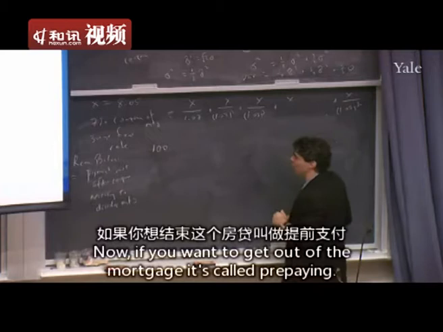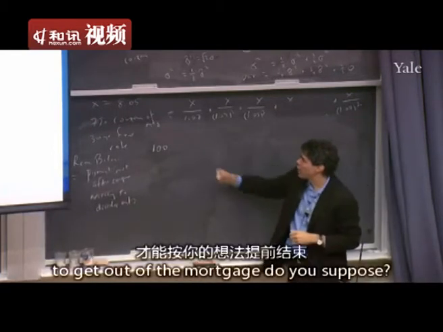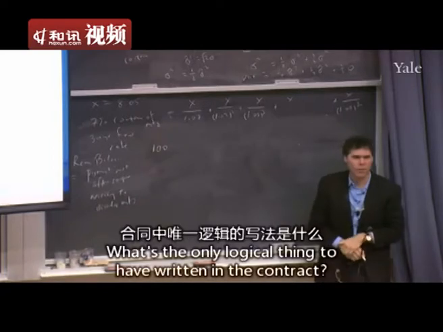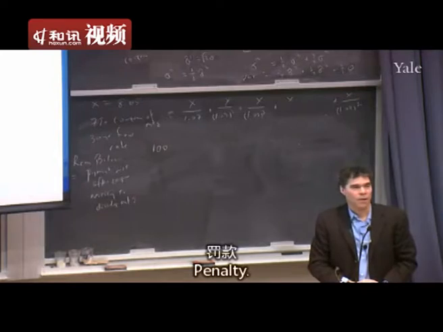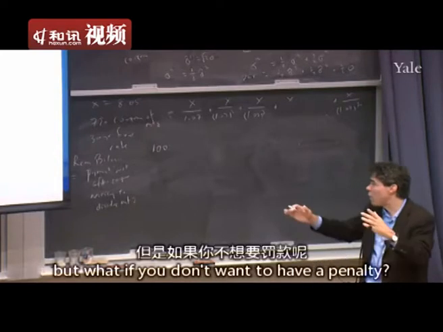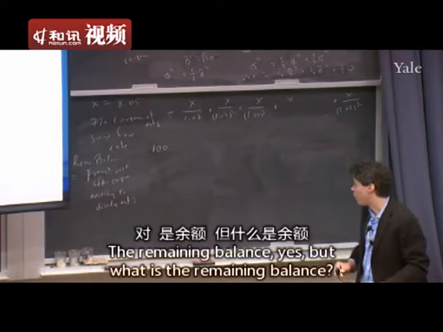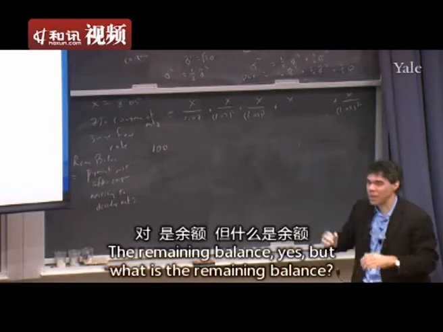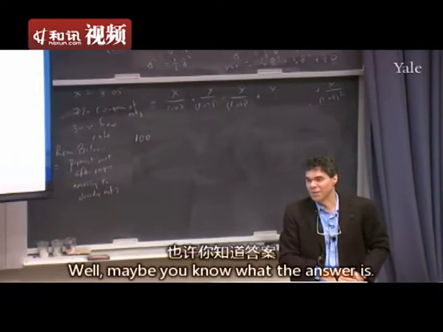Now, if you want to get out of the mortgage, it's called prepaying. What would you have to pay to get out of the mortgage, do you suppose? What's the only logical thing to have written in the contract? Well, you could pay a penalty, but what if you don't want a penalty? Then what should the guy pay to get out of the mortgage? The remaining balance, yes, but what is the remaining balance? That's the question.